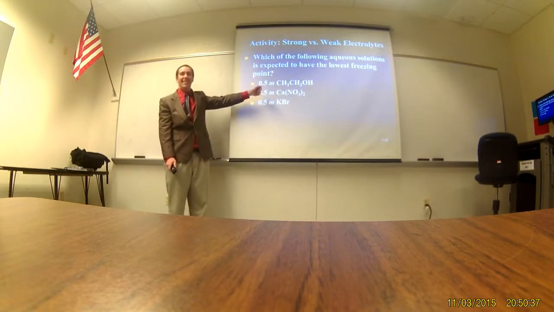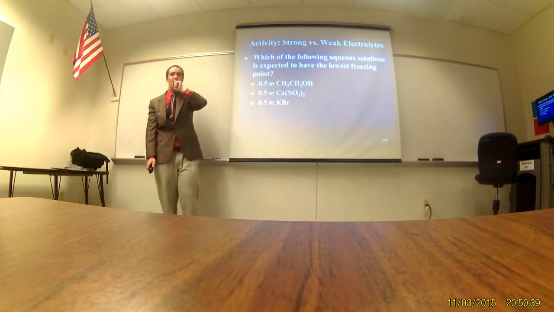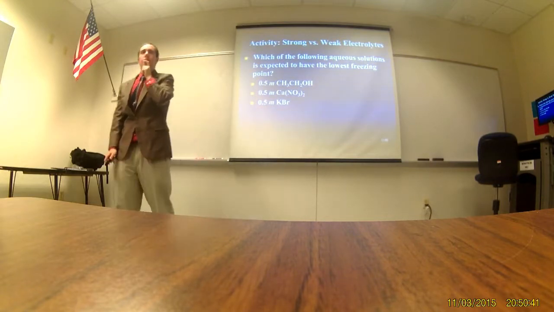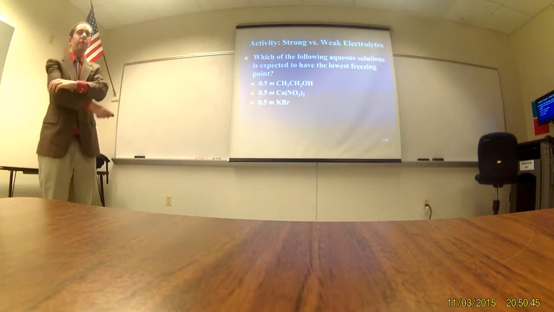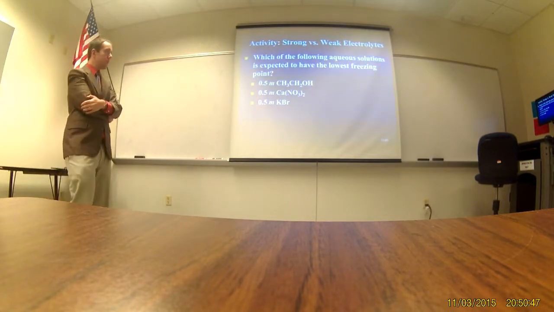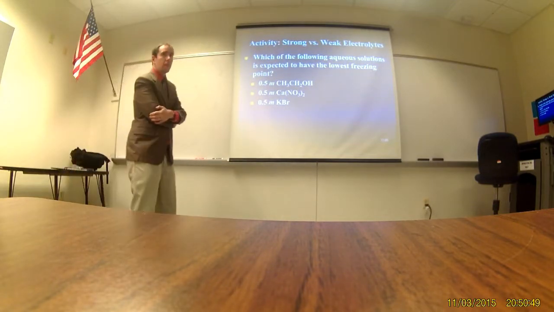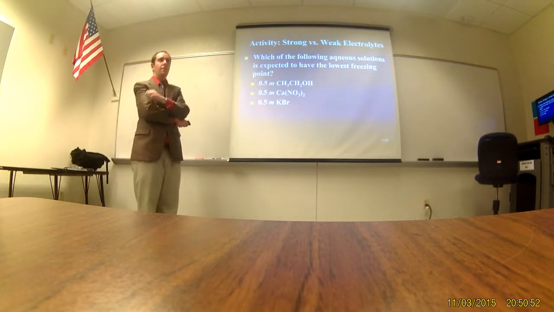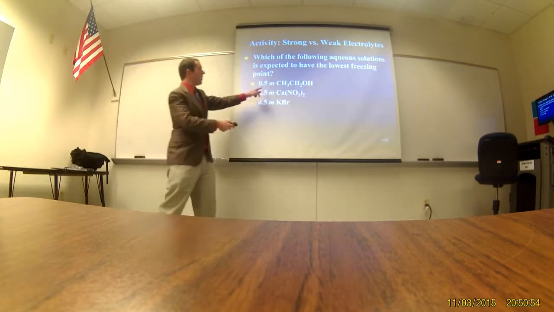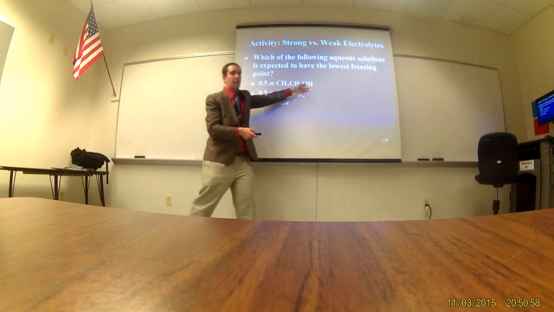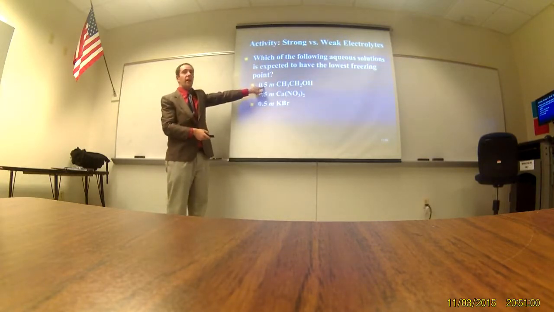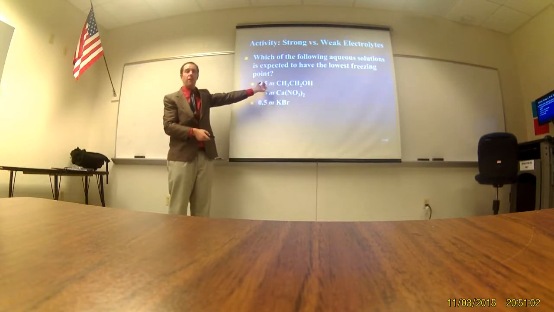Why B? Because CH3CH2OH is molecular, so you only get one particle. So your osmolarity is 0.5. 0.5 times 1 is 0.5.